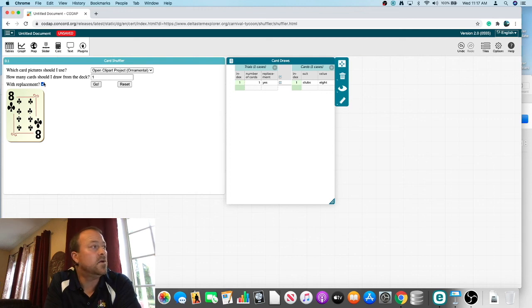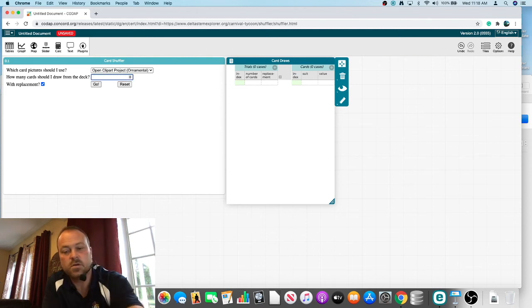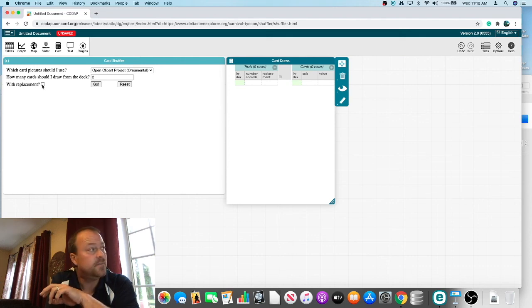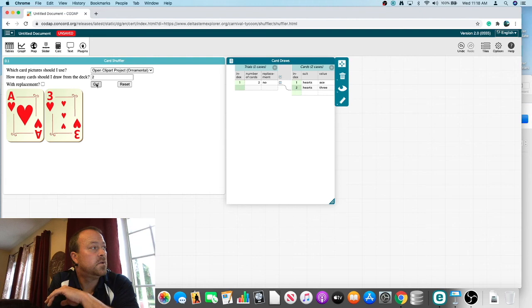All right, well, let's reset this and choose 2 cards, but we are not going to replace the first card after we've chosen it. That checkbox is really important. So we have an ace of hearts and a 3 of hearts.